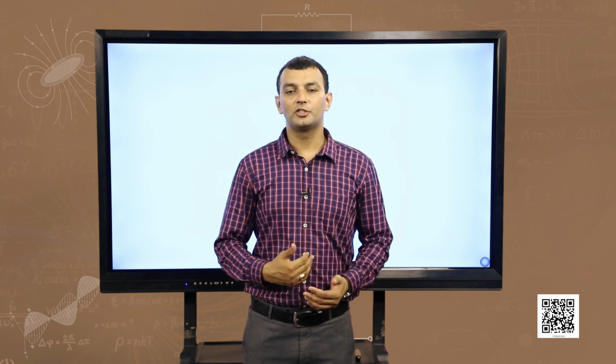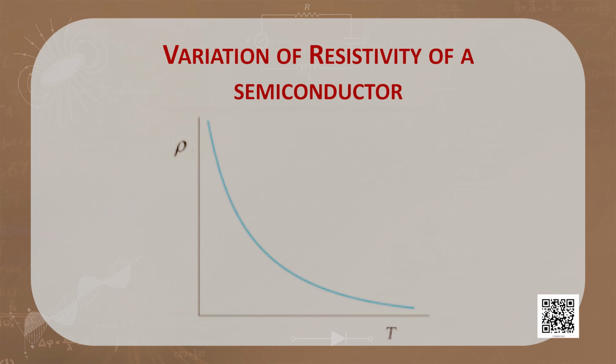Now we shall study variation of resistivity of a semiconductor. This time the resistivity is not increasing with temperature, rather it is decreasing with the rise in temperature. Resistivity of a semiconductor decreases with increasing temperature.